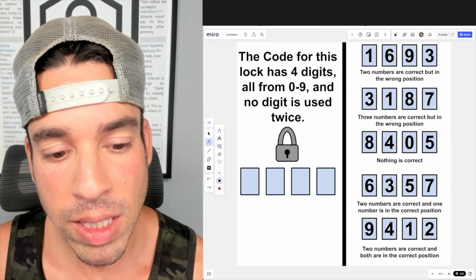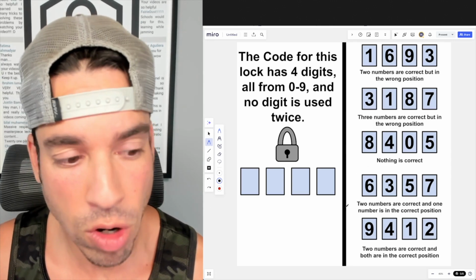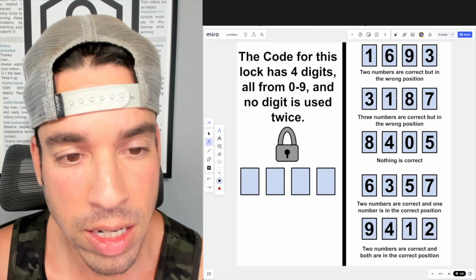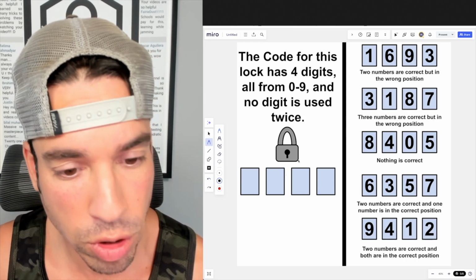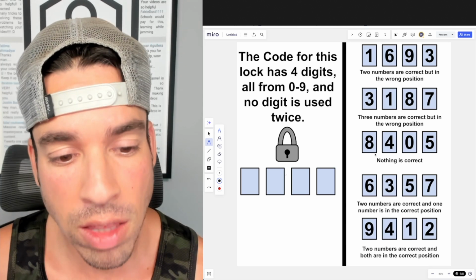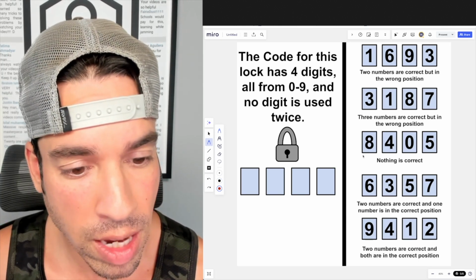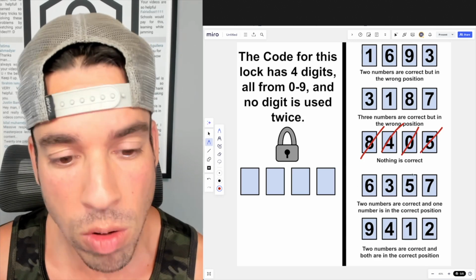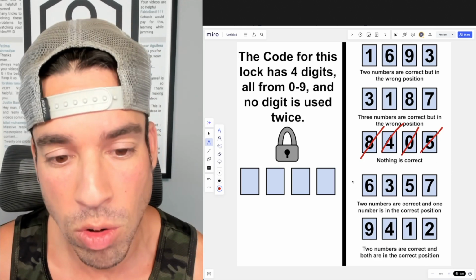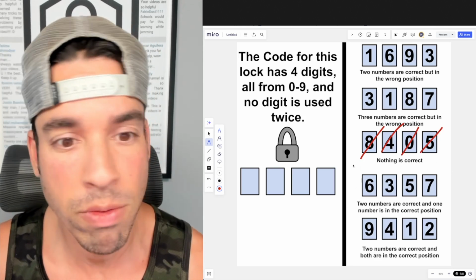All right, so the key with something like this is figuring out where to start, right? There's a lot of information and it might be difficult to figure out a good starting place. Well, I like this clue, the third clue, which is very definitive. It says nothing is correct, which means that 8, 4, 0, and 5, all 4 of those digits are out of the code. So anywhere I see an 8, 4, 0, or 5, I can cross it off.